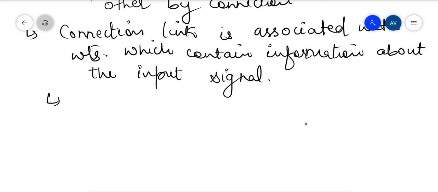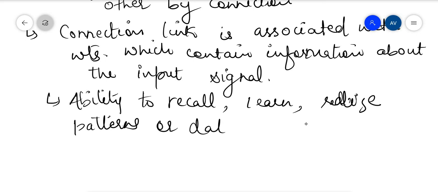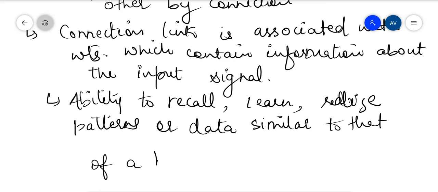So these artificial neurons have the ability to recall, learn, and realize patterns or data similar to that of a human brain. Like a human brain can easily recognize things if it has already seen them or experienced something, and can take a decision that this is X, this is Y, like this. Similarly, these systems can recognize the patterns which are given to them, so that they can answer yes it is matched, yes it is not matched, like this. So this is an artificial neural network.